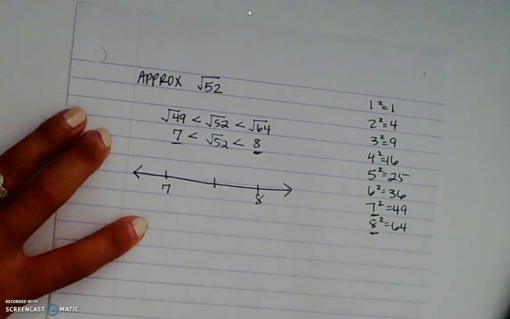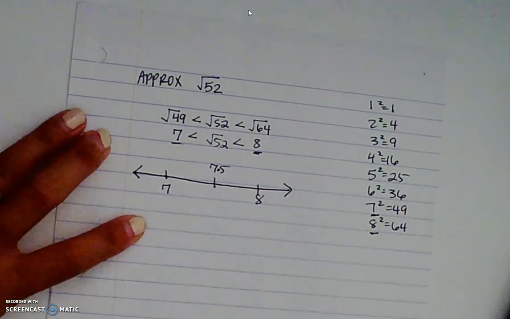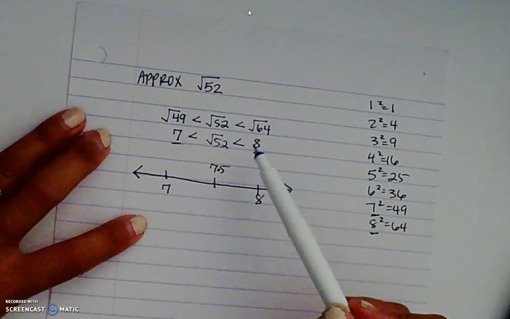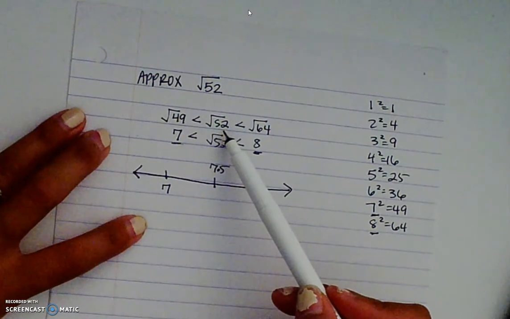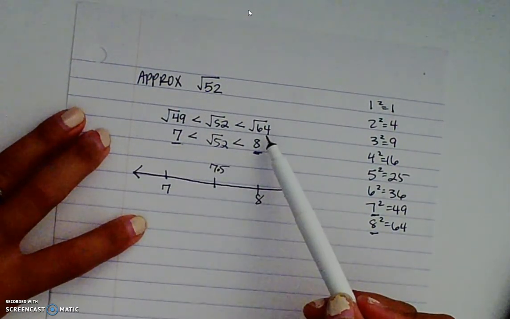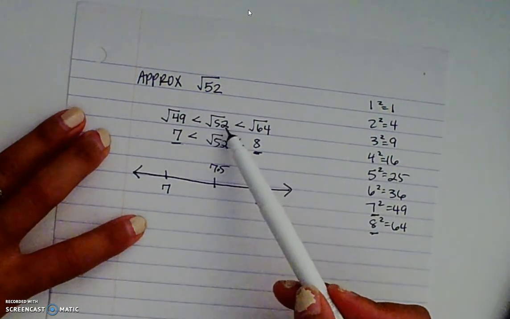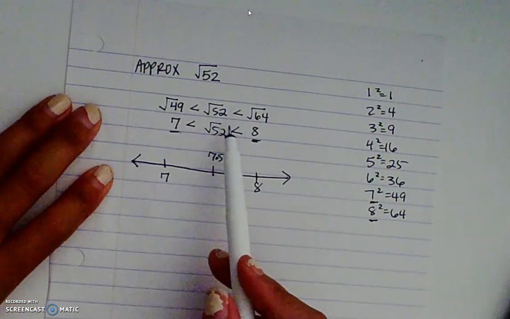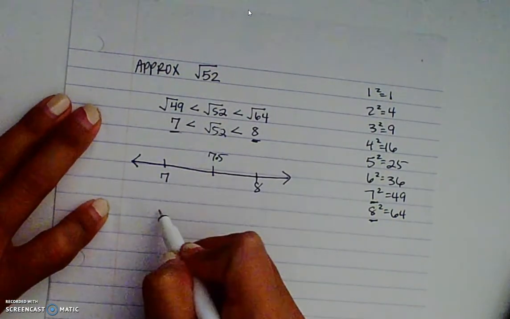Again, a broader approximation would be 7 and 5/10. But if I did want to take it a step further, I can look at which number 52 is closest to. Is it closer to 49, or is it closer to 64? If you're unsure, you can just look at these numbers and subtract. You can find the difference between these two.